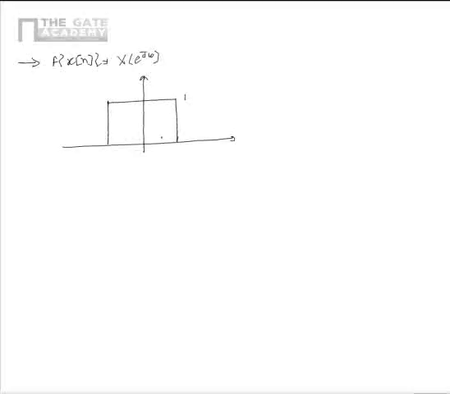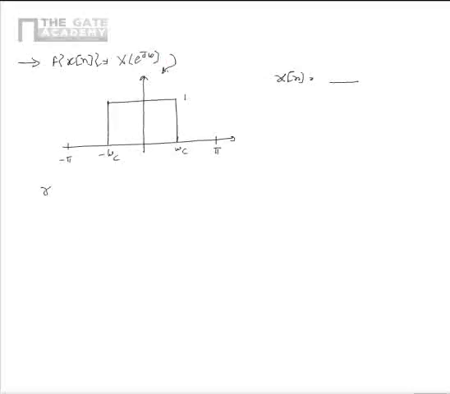Now let us consider another problem as per which the Fourier transform of a discrete time non-periodic signal x of n is given as x of e power j omega, where x of e power j omega is plotted as shown. We see that x of e power j omega is 1 in the range of minus omega c to plus omega c, and it is 0 in the remaining range of minus pi to pi. We have to find x of n from the given x of e power j omega.